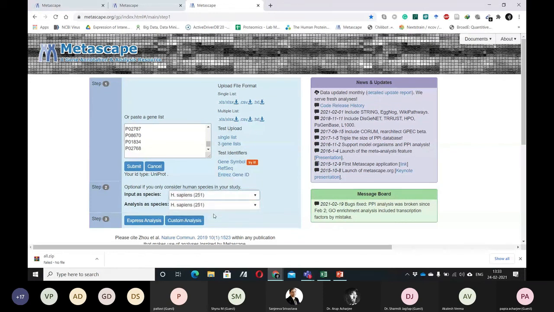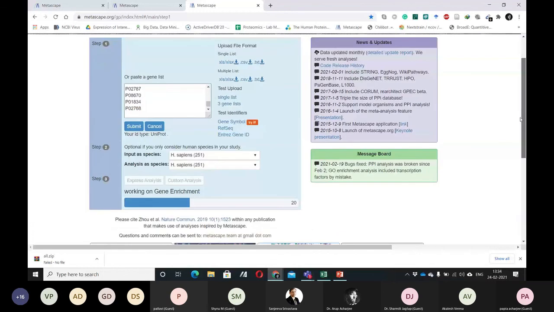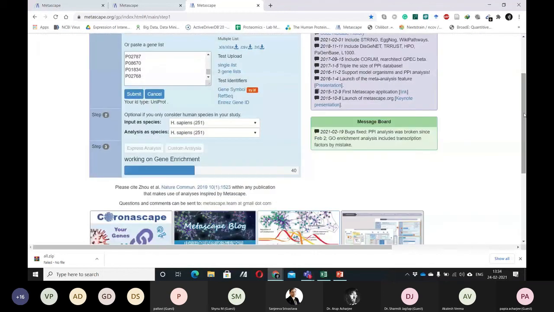So I will select Homo sapiens, 251, and there's an option of express analysis and custom analysis. We are running out of time, so we won't go into custom analysis. Express analysis uses a default setting. When you're starting off with your data analysis and want to get a flavor of how the data looks, you can just click on express analysis. You will see it says working on ID conversion, working on gene enrichment.